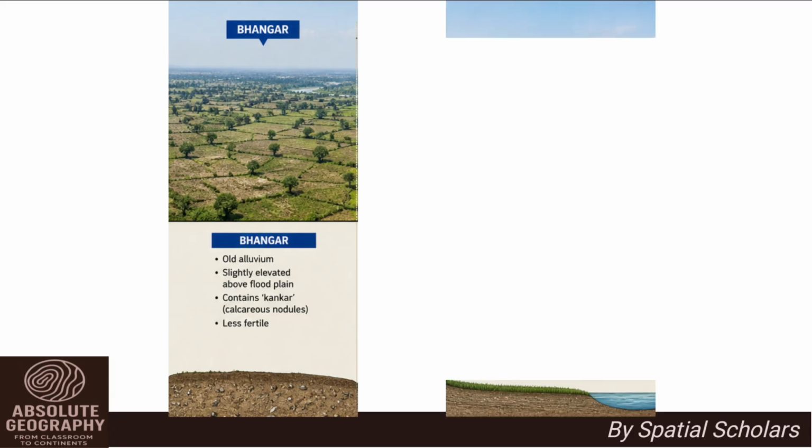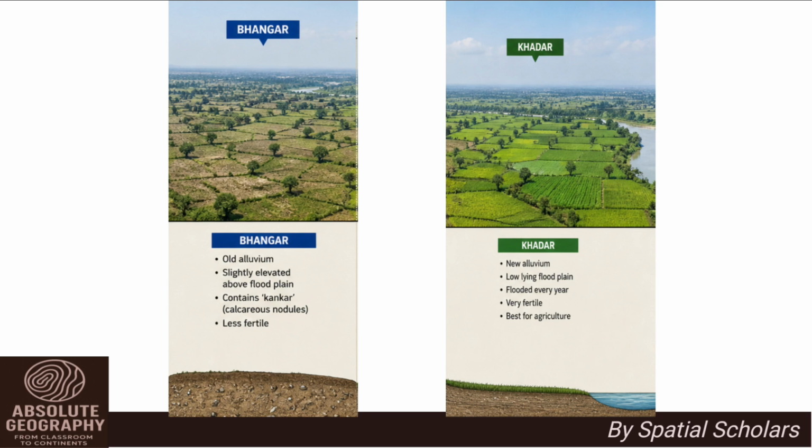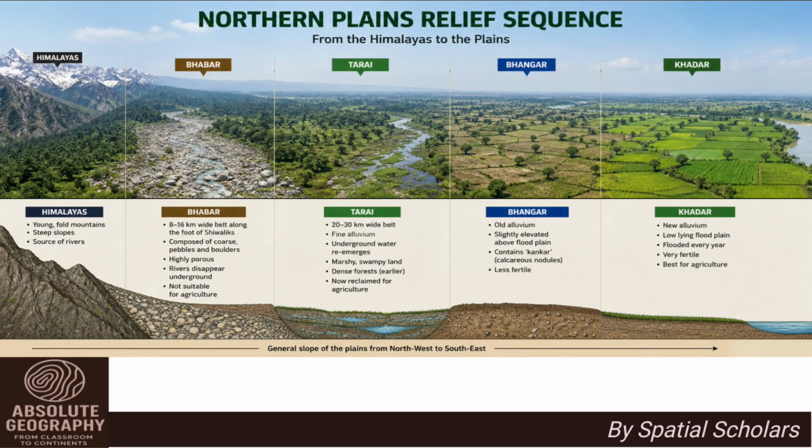Now, what is Khadar? Khadar refers to the newer alluvial deposits found in the floodplains of the rivers. During floods, rivers deposit fresh layers of fine silt over these low-lying areas almost every year. As a result, the soil remains extremely fertile and is ideal for intensive agriculture. Thus, compared to Bhangar, Khadar is new, more fertile and agriculturally more productive.